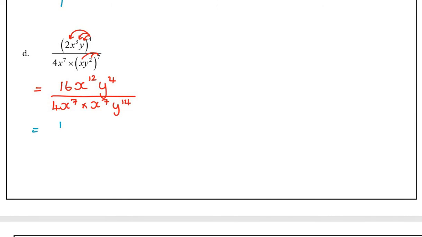Our second step, if you remember from our notes, is to simplify the top, which actually nothing can be done. But the bottom can be simplified, because if I have 7 x's and then another 7 x's, you actually have 14 x's. And then finally, you can now divide. So signs, numbers, variables. 16 divided by 4 is 4. If I have 12 x's on the top but 14 at the bottom, I'm going to have 2 left over, but they'll be at the bottom. And if I have 4 y's on the top but 14 at the bottom, I'm actually going to have 10 left over and also at the bottom. So actually all my variables were left over at the bottom.